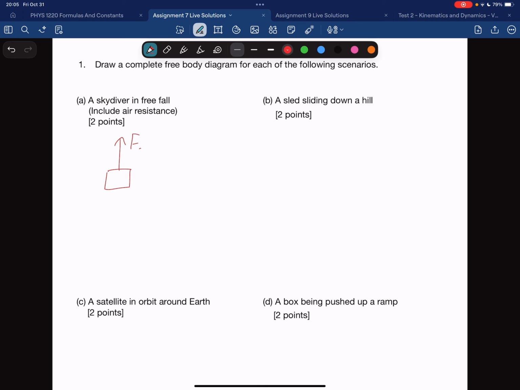I'm going to put FD for drag force. It's typically how I denote it. And we have the force of gravity pulling them down. And that was it for part A. Part B, a sled sliding down a hill.